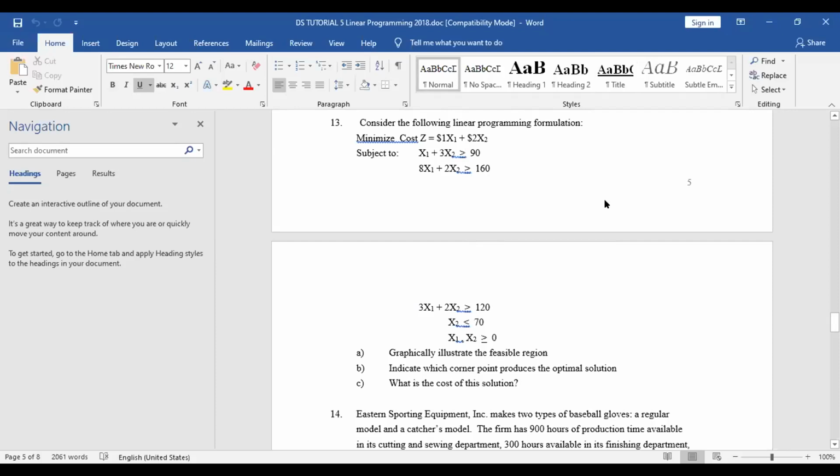All right. So 1x1 plus 2x2. Now, all of these must go on one graph. So notice you're asked to graphically illustrate the feasible region, indicate which corner points produce the optimal solution, and what is the cost of this solution. So, all right, you can stop sharing now. I'm going to take back my share.